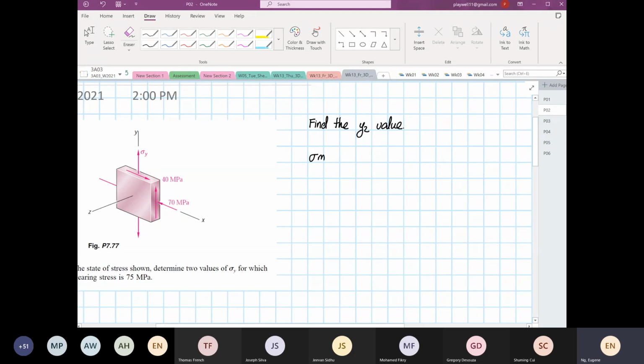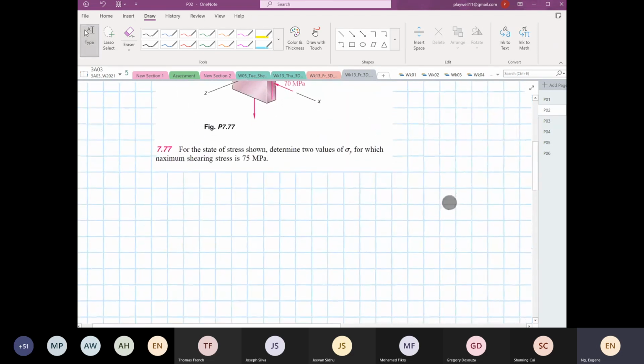So let me transfer what we know. We know our stress max and min, which is a material behavior, is plus and minus 150 megapascal. And it has to meet the condition where the maximum shearing stress is equal to 75 megapascal. So we need to find another point, our stress Y value.